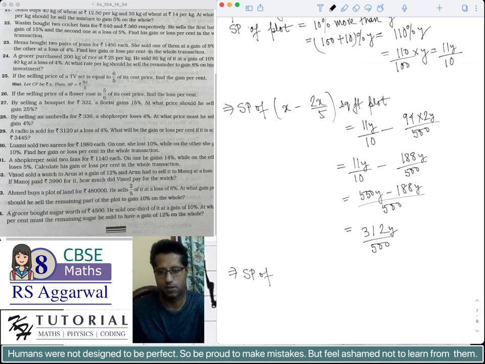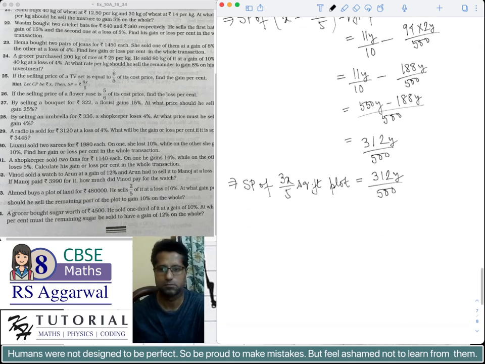So this implies that the selling price of x minus 2x by 5, which is 3x by 5 square feet plot, is equal to 312y by 500. Now, what is the selling price of the 3x by 5 square feet plot, the remaining plot? This should be the selling price, that is 312y by 500.